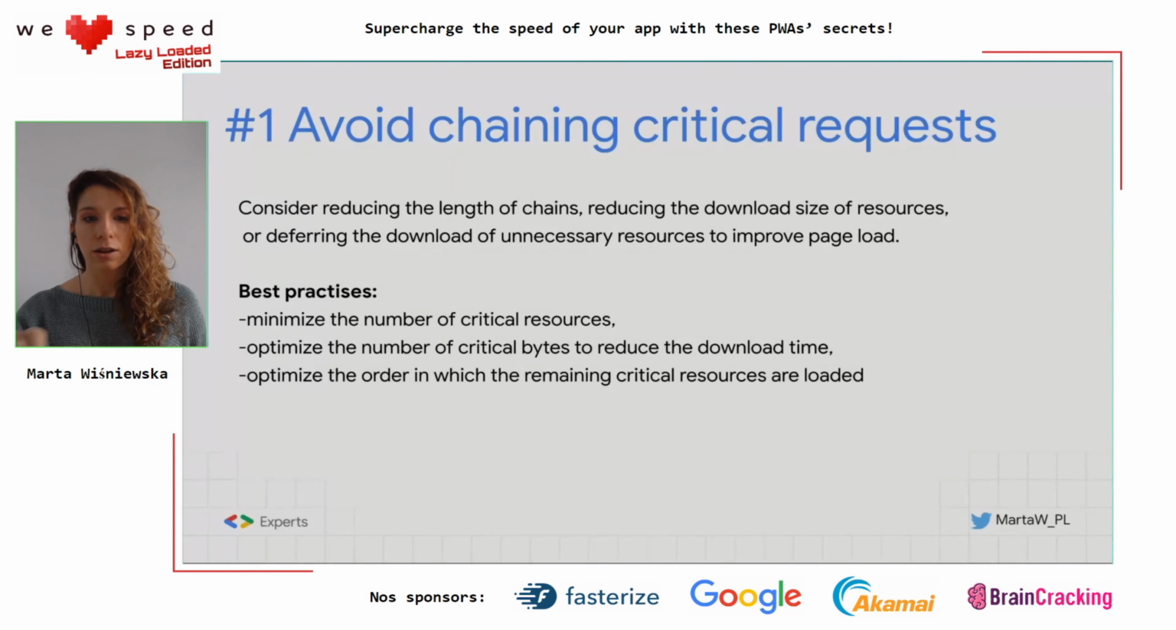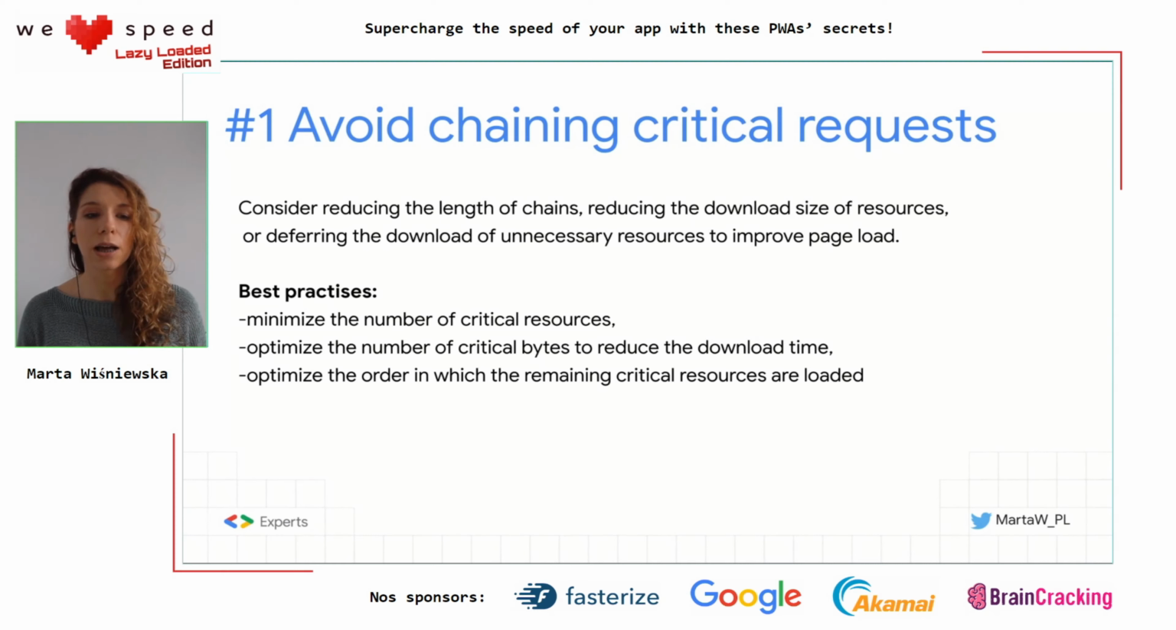And there are some best practices to achieve better loading time: we should minimize the number of critical resources. You can eliminate them, mark them as async, or defer the downloads. We should also optimize the number of critical bytes to reduce the download time and the round trips. And you also have the option to manage the order in which the remaining critical resources are loaded. So at the beginning, we should download all critical assets to shorten the chain's length path.